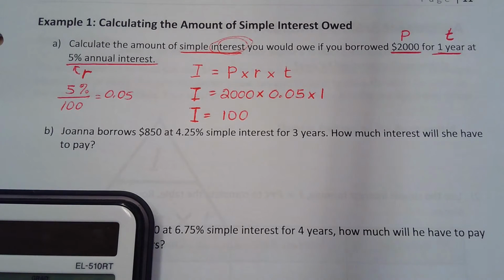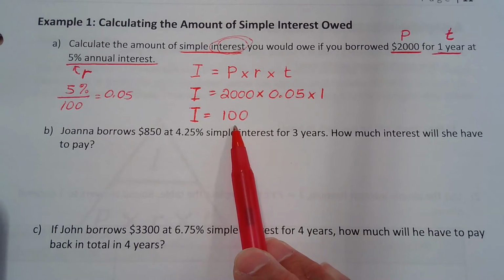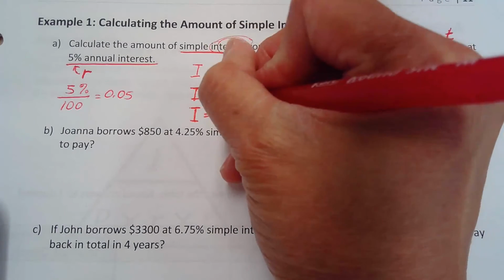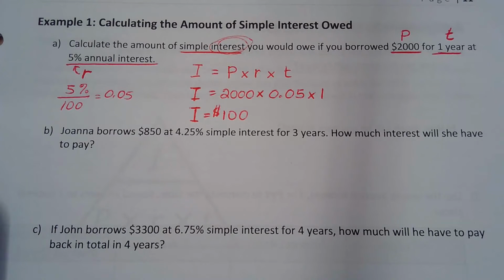Okay, now this is a context, right? So I is equal to 100. 100 what? $100 interest. So we're going to put a dollar sign right there. Okay.